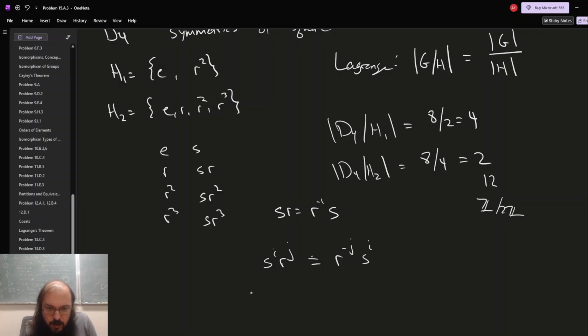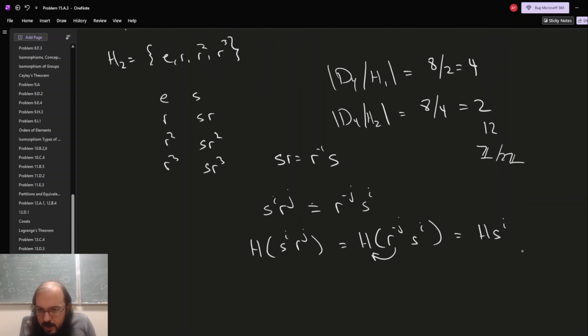And so now I want to know the coset of this thing. That is H R^(-j) S^i. This gets absorbed into H and just gives me H S^i. And i can either be 0 or 1, right? Because the reflection has the property that S squared is the identity. And so that's the Z mod 2Z.